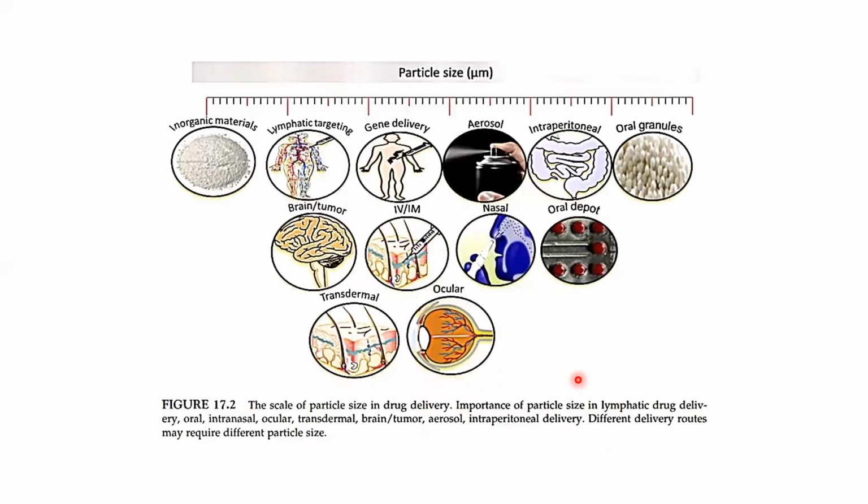So where does particle size play a key role? Lymphatic targeting, gene delivery, aerosol, intraperitoneal drug delivery, oral granules, oral depots, brain tumors, intravenous and intramuscular, nasal, which is nothing but aerosol, transdermal and ocular.